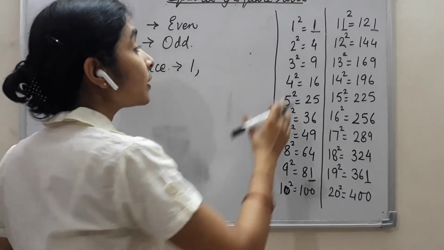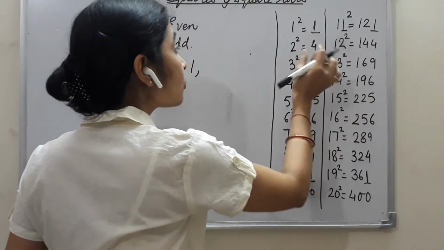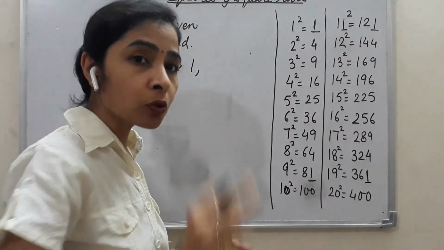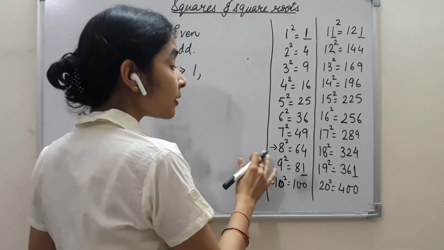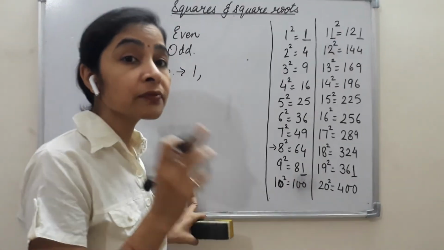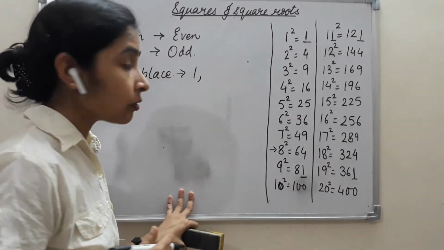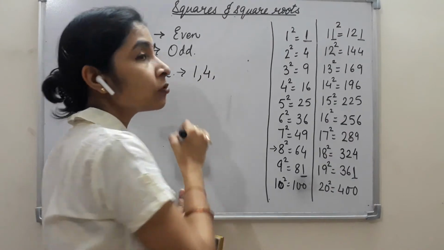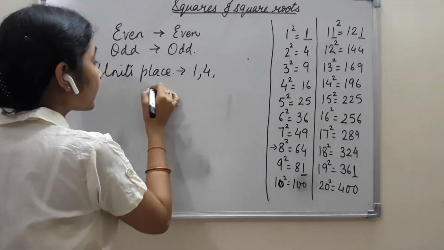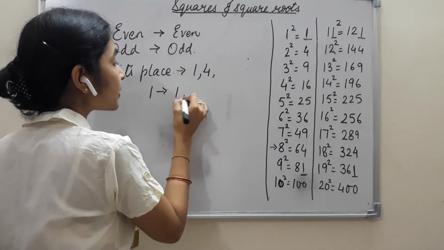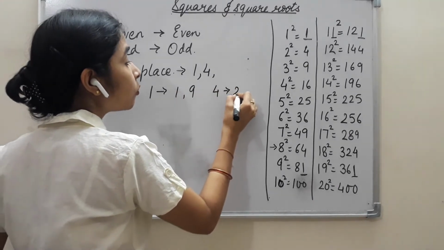Now if we see the square of 2, that is 4, and the square of 12 is 144. So what do we observe? The numbers which end with 2, their squares end with 4. And moreover, the numbers which have 8 at the units place, their squares have 4 at the units place. So 4 also comes in the units place of the squares, and it comes from 2 as well as 8. So 1 comes in the square of numbers ending with 1 and 9, and 4 comes in the squares of numbers ending with 2 and 8.